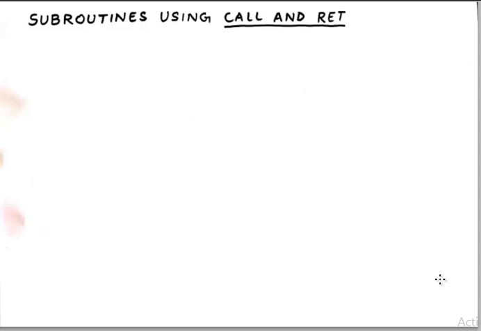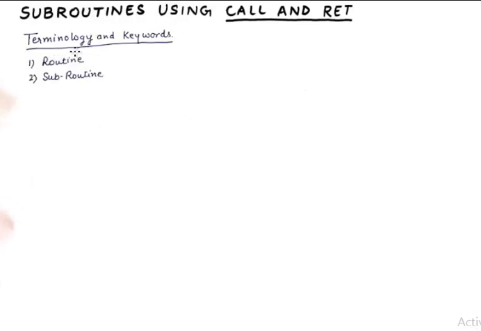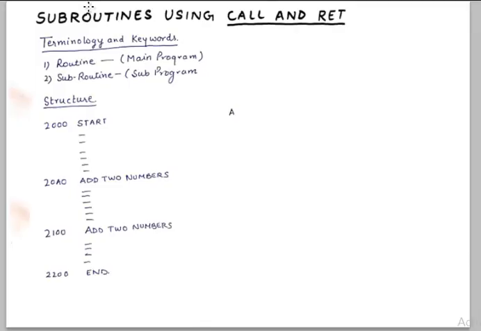In today's tutorial we'll talk about subroutines in 8085 in context with call and return instruction. Now if we look at the basic structure of a program in microprocessor, it consists of essentially two parts, and the terminology and keywords involved in understanding the basic structure of a program has two parts: routine and subroutine. The main program that the microprocessor executes is known as a routine, and a subprogram is a subroutine. So let's understand this more elaborately.